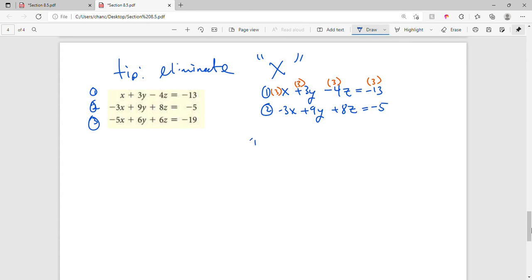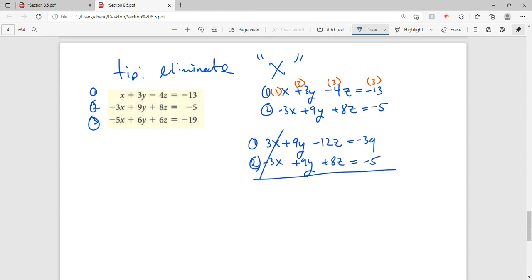And so that's going to change my equation 1 into 3x plus 9y minus 12z equals -39. For the second equation, we're just going to leave that alone. We're just going to bring it underneath this equation. And so if we add them up, notice that they cancel out the x's. And so we have 18y minus 4z equals -44. And this is good.